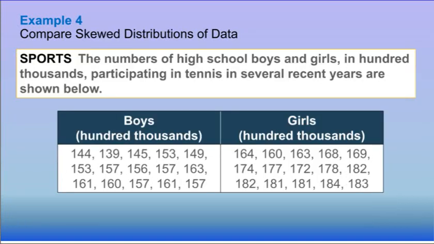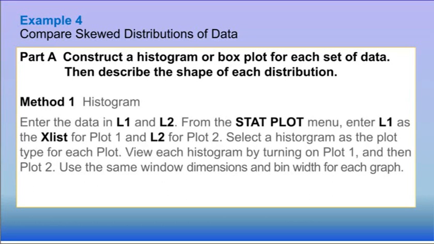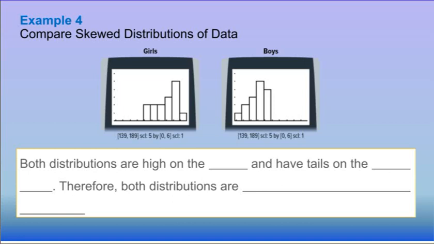Moving on to example 4, the number of high school boys and girls, in hundreds of thousands, participating in tennis in several recent years are shown below. So here you have boys and girls in hundreds of thousands. We're going to construct a histogram or box plot for each set and describe the shape of each distribution and then compare it. So again, you follow the same steps as we've done before. I already have that completed for us here, so we're going to use the graphs here.